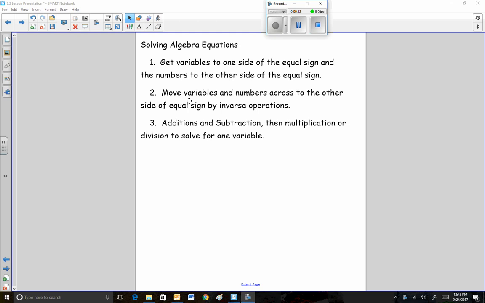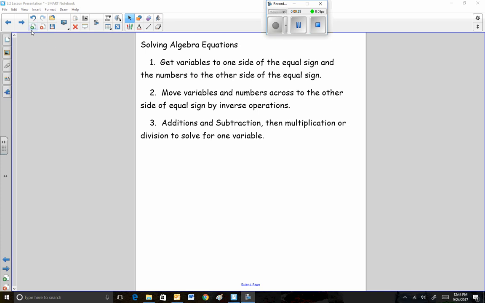Second thing you must do is move the variables and numbers across to the other side of the equal sign by inverse operations. For example, if you're given addition, you subtract. If you're given subtraction, you use addition. If you're given multiplication, you do division. If you're given division, you do multiplication. Always start with doing the addition or subtraction, and then multiplication or division to solve one variable.